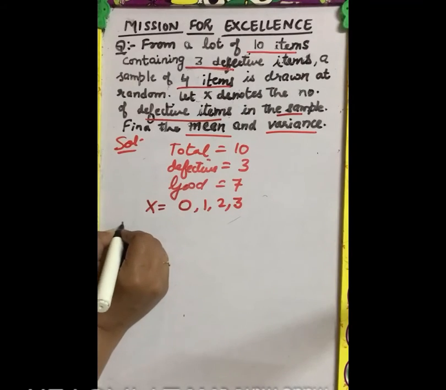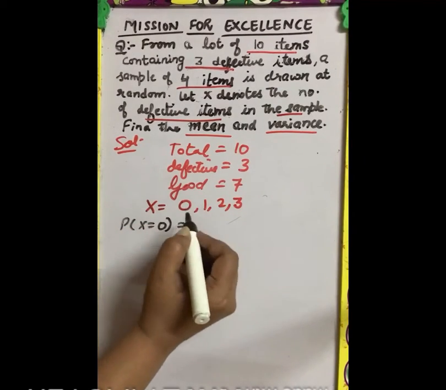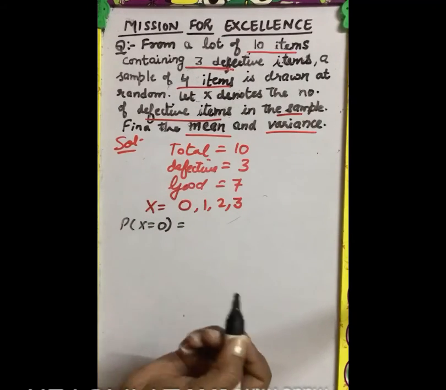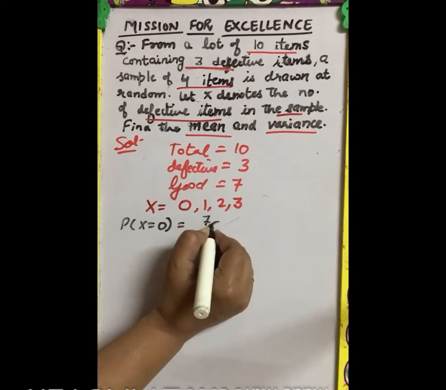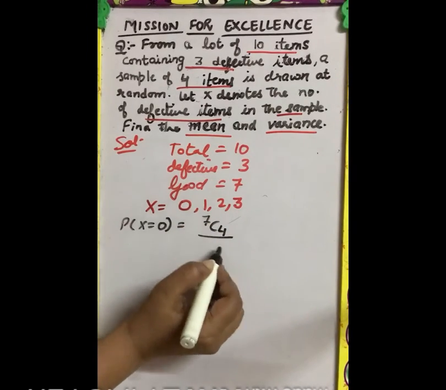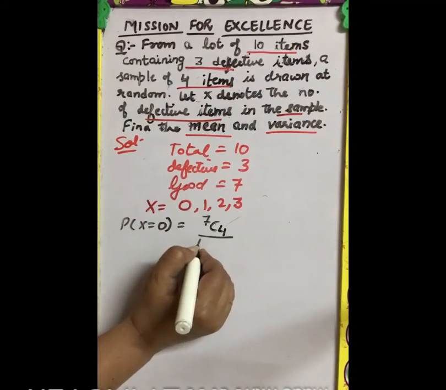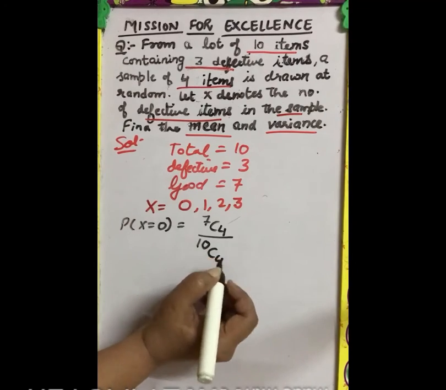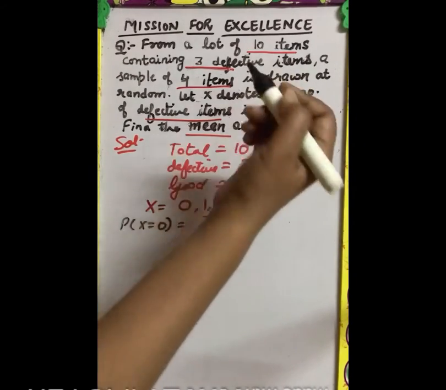First we take the probability of X equal to 0. X equal to 0 means 0 defective, which means all the items are good. We have a total of 7 good items. Out of these we have to select 4, and this is the favorable cases, and the total cases is 10, so we take 10C4. Out of 10 we have to draw 4 items.